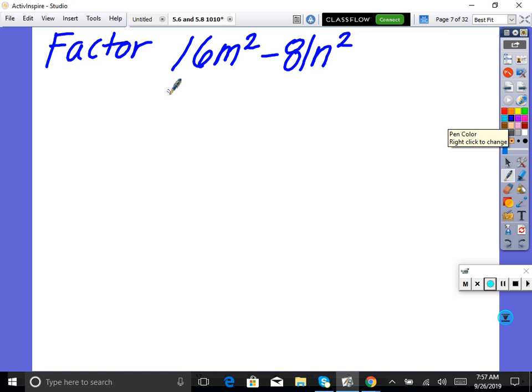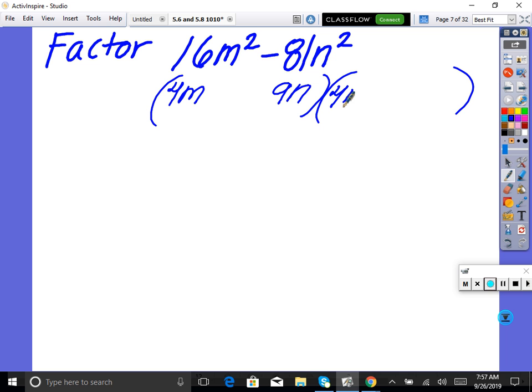Okay, so let's look at this one. What would the square root of the front thing be? 4n, square root of the back thing? 9n. It's two perfect squares with no middle term. Are we good to go since this one's subtraction? It would be plus and minus. Okay, you guys are doing awesome.